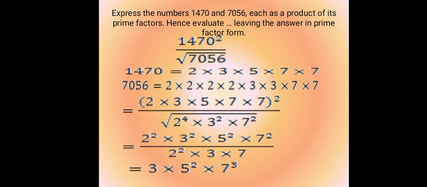Express 1470 and 7056 each as a product of its prime factors. Hence, evaluate, leaving the answer in prime factor form. So for 1470, its factors are 2 multiplied by 3 multiplied by 5 multiplied by 7 multiplied by 7. For 7056, its prime factors are 2 multiplied by 2 multiplied by 2 multiplied by 2 multiplied by 3 multiplied by 3 multiplied by 7 multiplied by 7.